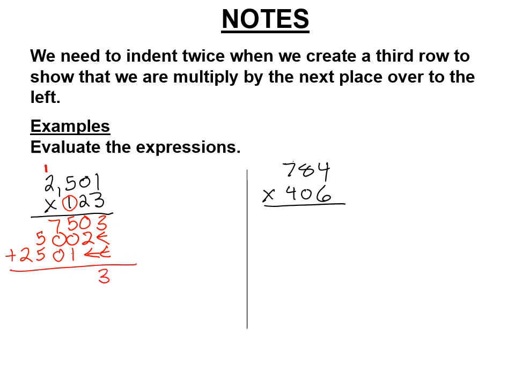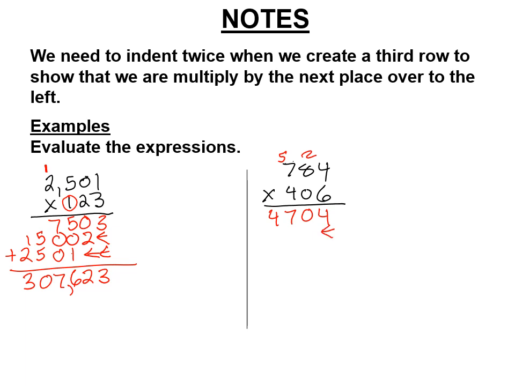So we get a 3, 0 plus 2 is 2, 1 plus 5 is 6, and 7, 5 plus 5 is 10, and that number is 307,623. Do the next one. 6 times 4 is 24, carry the 2. 6 times 8 is 48, plus 2 is 50. 6 times 7 is 42, plus 5 is 47.